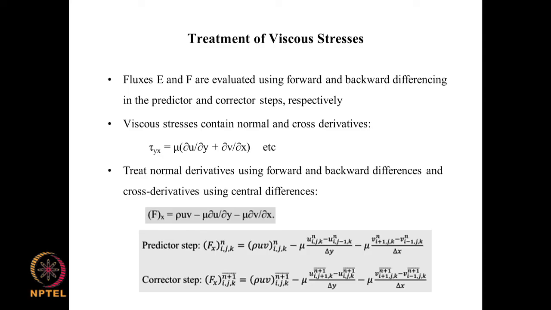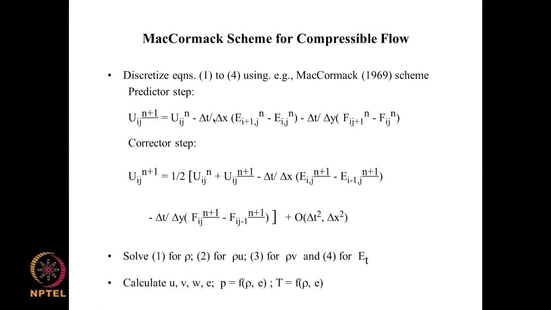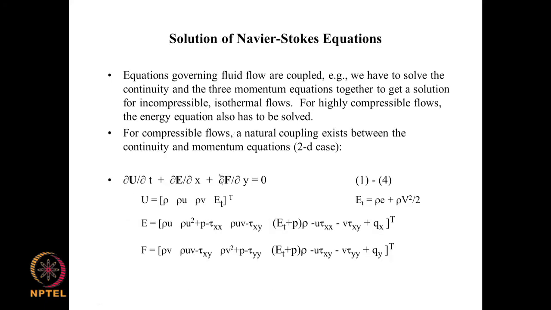Now, viscous stresses are somewhat strange here because they contain both normal derivatives and cross derivatives. So, what do we mean by normal derivative and cross derivative? If you take tau xx, this is mu times dou u by dou x plus dou v by dou y plus dou u by dou y plus dou v by dou x. Okay. So, now if you look at this equation here, you have dou by dou x of E, and this E has a component tau xx, and similarly it has tau xy here.